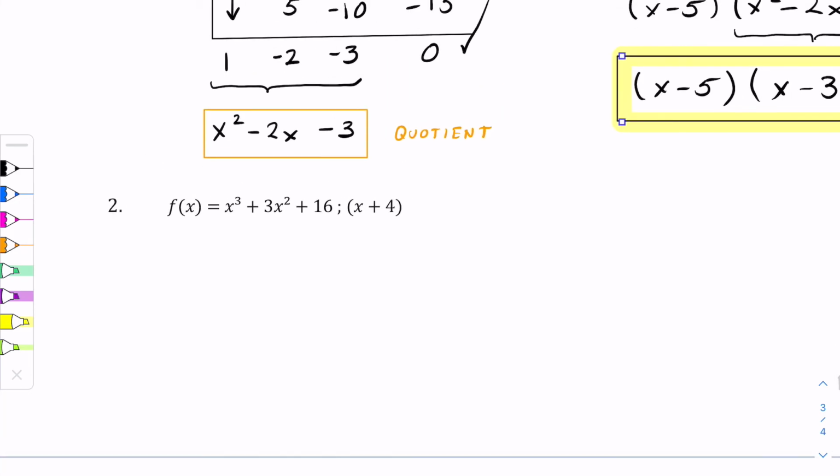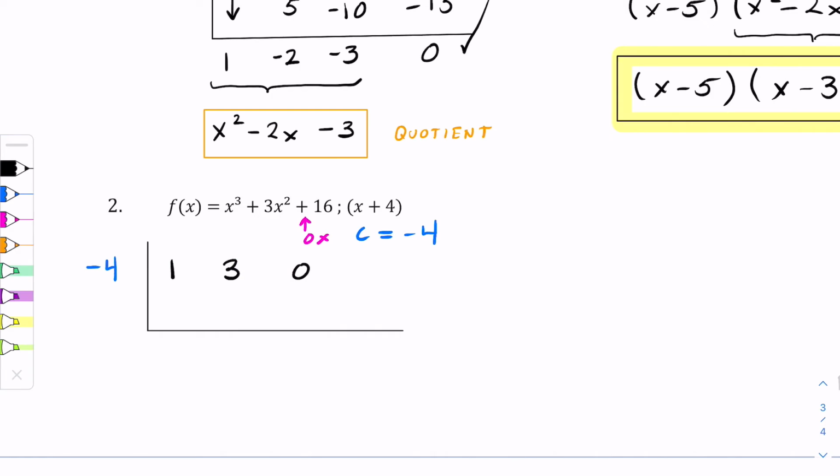And for the last problem, we have our synthetic divisor of negative 4. We are missing a term. We need to add in 0x. Bring down the coefficients of 1, 3, 0, and 16. 1 times negative 4 is negative 4. 3 plus negative 4 is negative 1. Negative 1 times negative 4 is 4, plus 0 is 4, times negative 4 is negative 16, which is equal to 0.